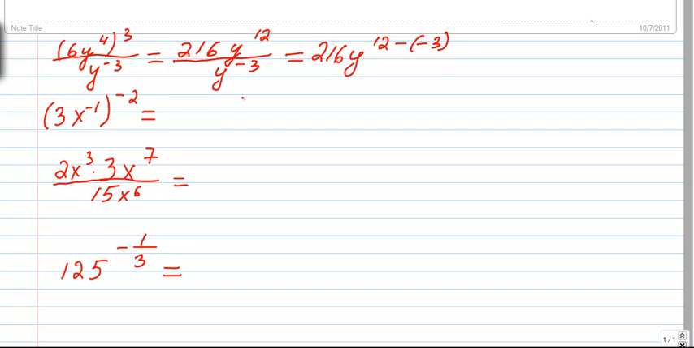And since we don't have anything in the denominator, we don't put 1 in the denominator. So that becomes 216 y, and 12 and minus minus becomes plus 3. So the final answer is 216 y to the 15th. This is our final answer.